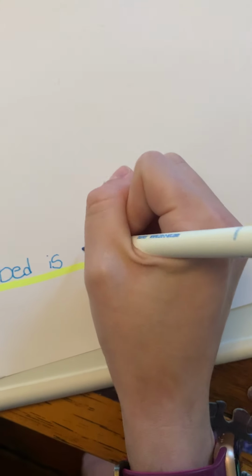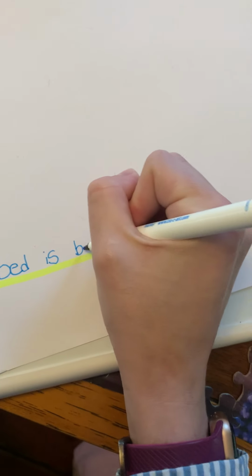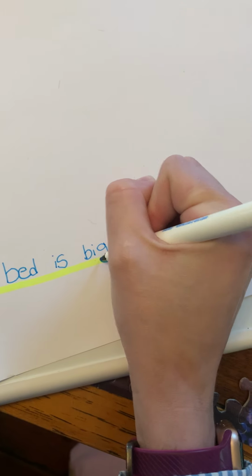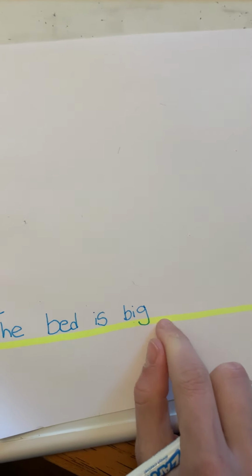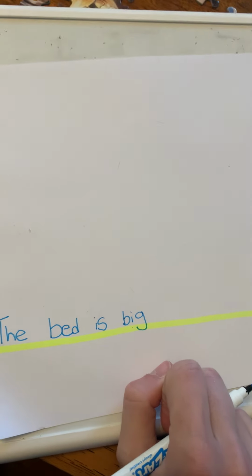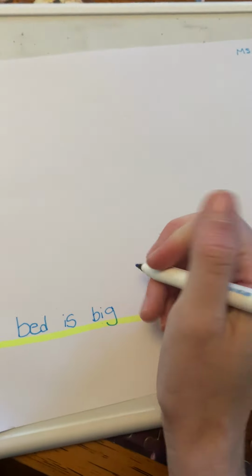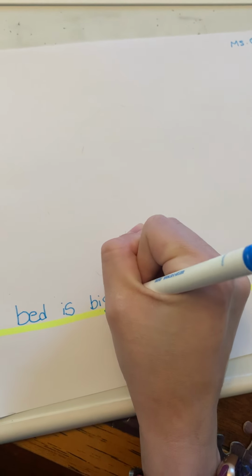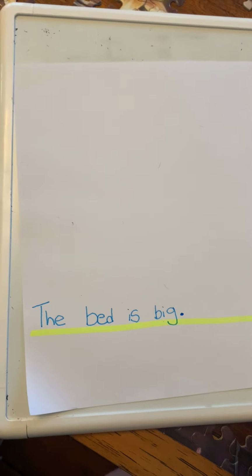I'm going to do a finger space. And big. Big is one of our new sight words that we're working on this quarter. So big is spelled B-I-G. And am I done with my sentence? No, I am not, because I need punctuation. I need something at the end of my sentence to let my reader know that I am done writing. So I'm going to put a period at the end of my sentence to let my reader know that we are all done with this sentence.